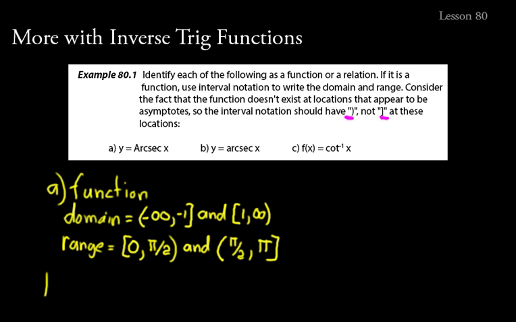Okay, B, just look at that lowercase arc and we say that is a relation. And then C, the f of x is a hint that that's a function, but that's also another symbolic form for the function there. Arc cotangent, so that is a function.